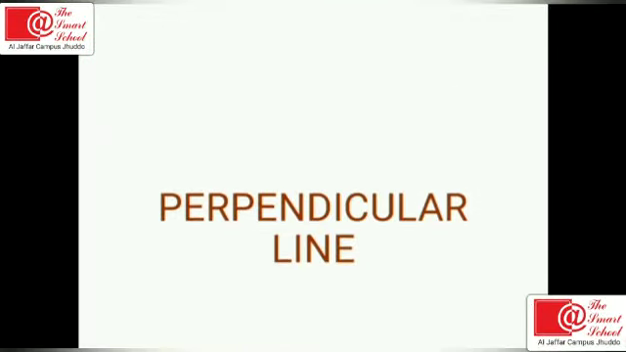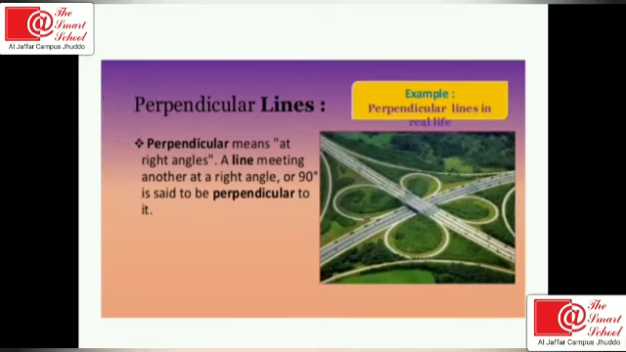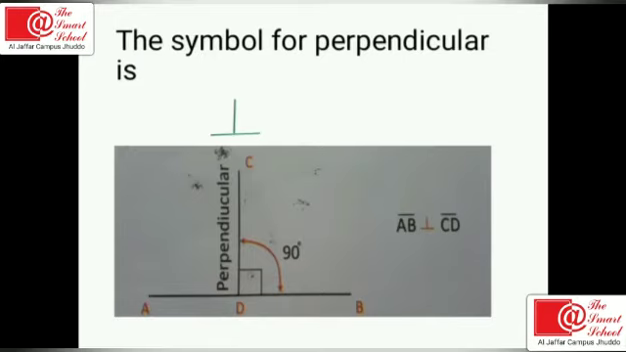Okay. Next topic is perpendicular line. Perpendicular lines meet or cross at a right angle, or 90 degrees. Here are some examples of perpendicular lines from our real life. A line that makes a right angle is called a perpendicular line. Here is the perpendicular line symbol. Lines AB and CD are both perpendicular to each other.